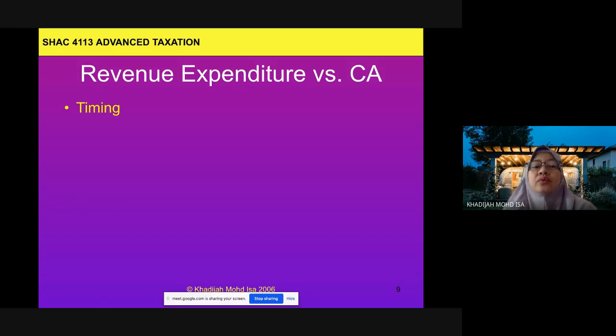If you go for lease rental, the lease rental is given as a revenue expenditure. When we talk about timing for revenue expenditure, whatever you incur, you claim immediately. The expenditure becomes a deductible or allowable expense. Whatever you incurred in that year, you claim as a revenue expenditure. It's allowable, so you claim everything one-off for the year.